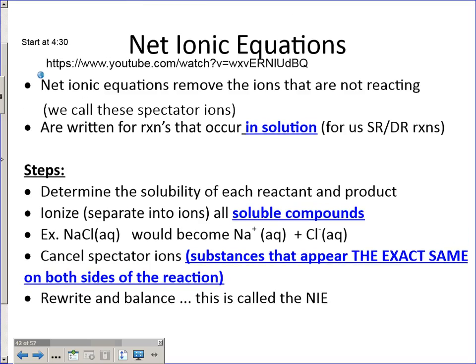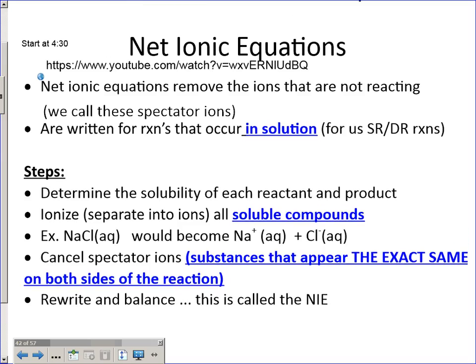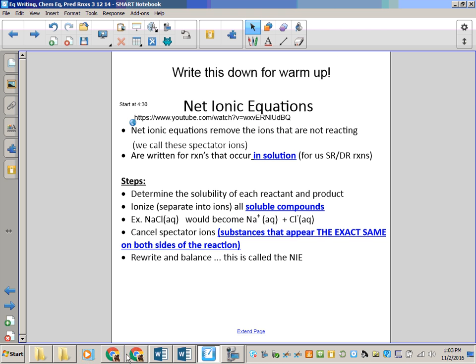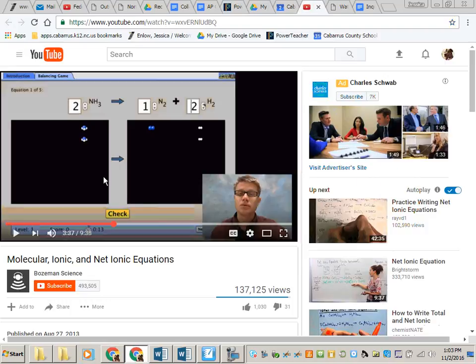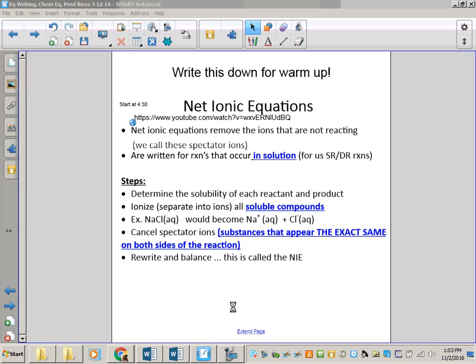So let's look at these steps through a video first, and then we'll use them as we walk through an example. So this guy, he has one typo in his video, but I'll correct him as he goes. It's nice when you can correct people on YouTube. Okay. Go on to the next one, and it's going to time you, and so it's all a lot of fun.